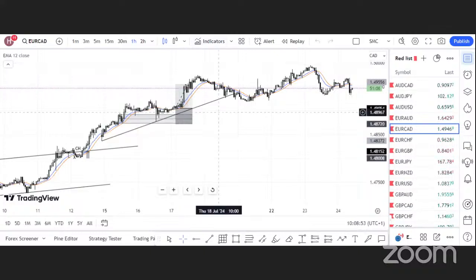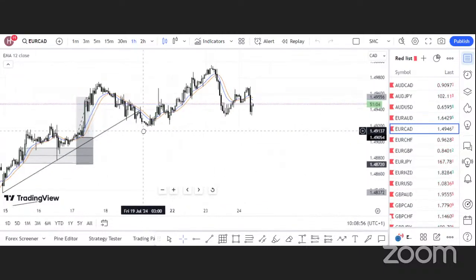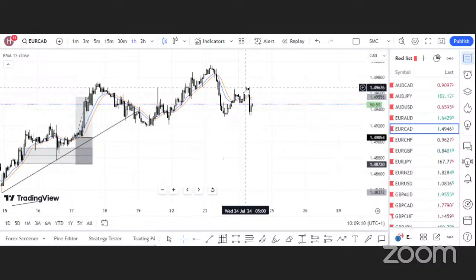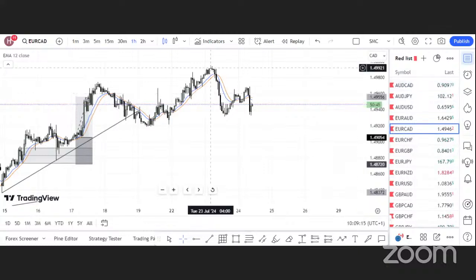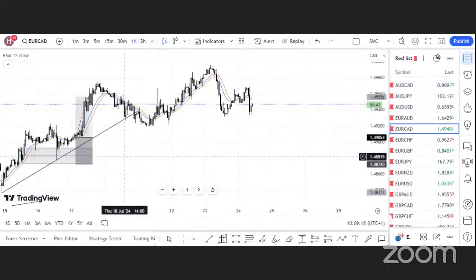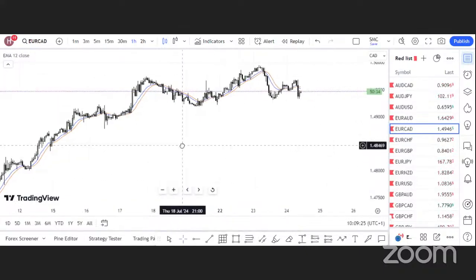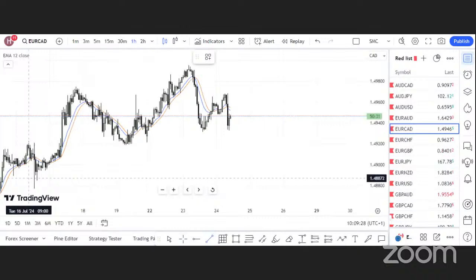So let's see what's going on in the market space. We are currently on the Euro CAD chart. Let's see if this is going to give us an entry opportunity. We are on the 1 hour time frame, so I'm just going to delete everything here and make a fresh analysis.